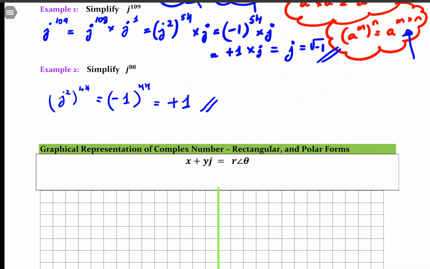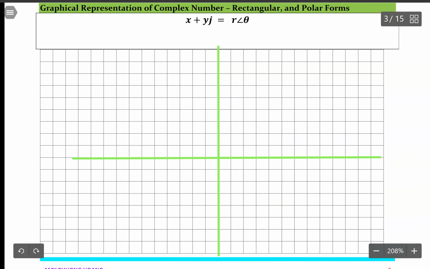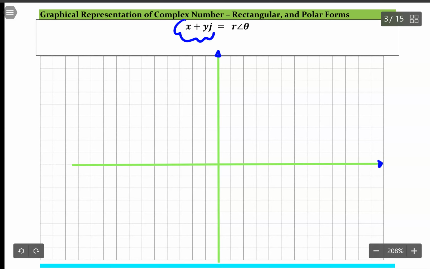So how does that work? How can we visualize this number j? What I'm going to ask you to do is to take a look at this graph, and I'm going to introduce to everyone the graphical representation of a complex number. In this case, I will analyze the rectangular form and the polar form. As soon as you have a j, it's representing a complex number. And if you attach it to a coordinate on the x and y axis, you have a rectangular form. So this form right here is the rectangular form.